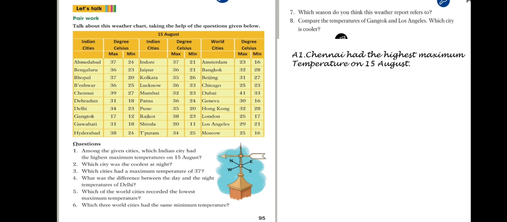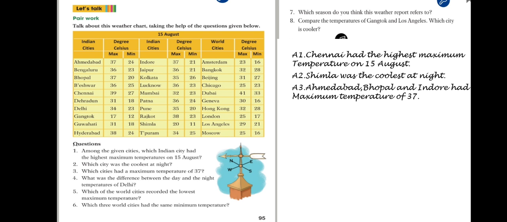You can frame the sentence like this. Okay, Shimla was the coolest at night. So in a similar way you can write the answer of the third. Which cities had a maximum temperature of 37 degrees? So you will see the maximum temperature of 37 degrees. So that means you have to locate, like in the first, Ahmedabad itself, it's given the maximum temperature 37. Then Bhopal 37. You will see for the maximum temperature of 37 degrees Celsius only. So 2 you got. Third you will get Indore, that is 37 degrees. So that means 3 cities, Ahmedabad, Bhopal and Indore. Okay. So Ahmedabad, Bhopal and Indore had a maximum temperature of 37 degrees.